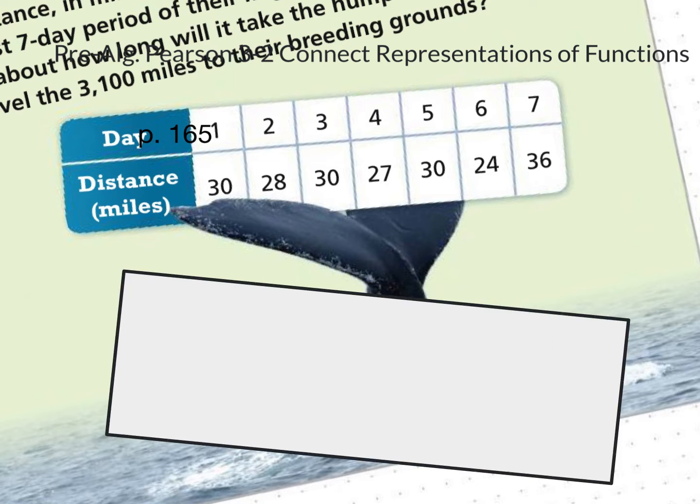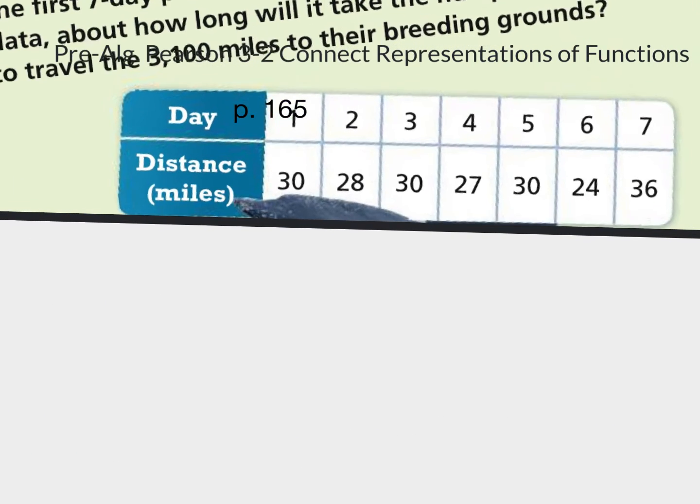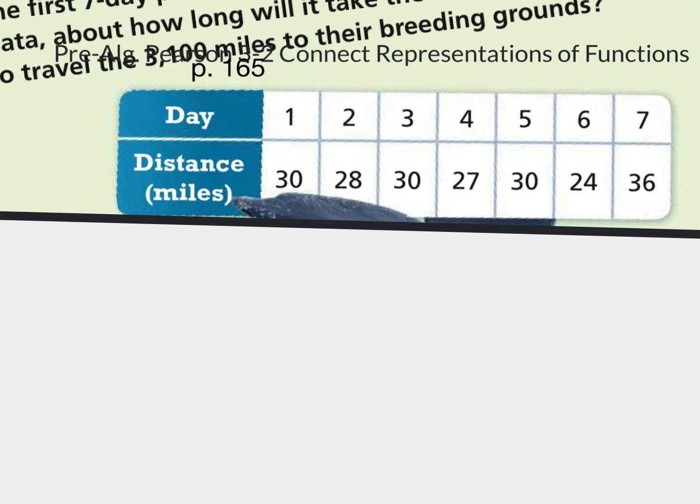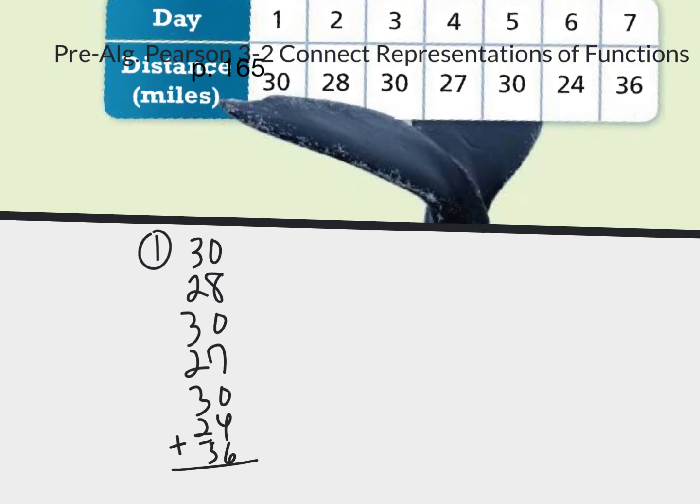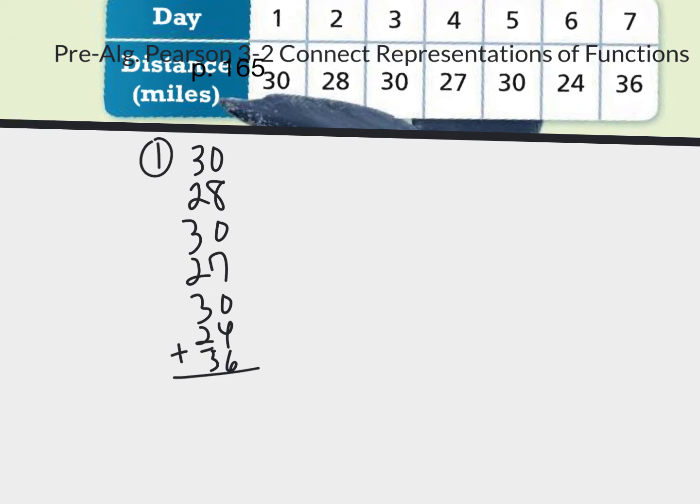So if you look at the information here, we can see for these 7 days how far the whales went. So we could just add up these distances. If you add that up, it is 205 miles. And then we could just figure up an average. So it was 205 miles, and that was in 7 days.